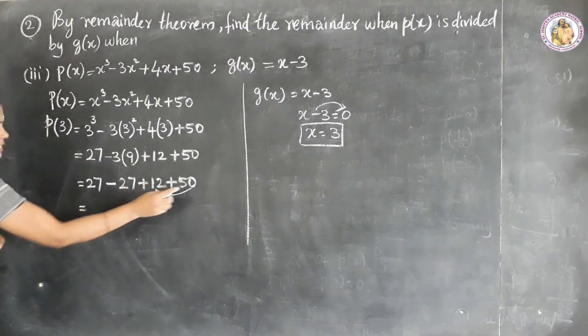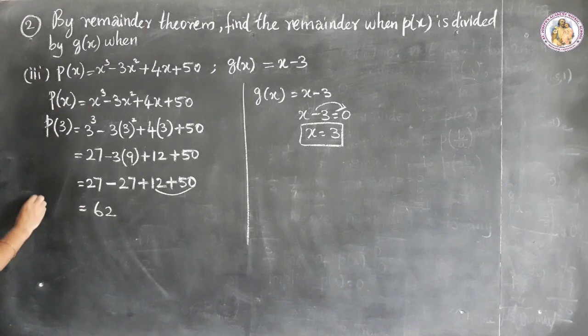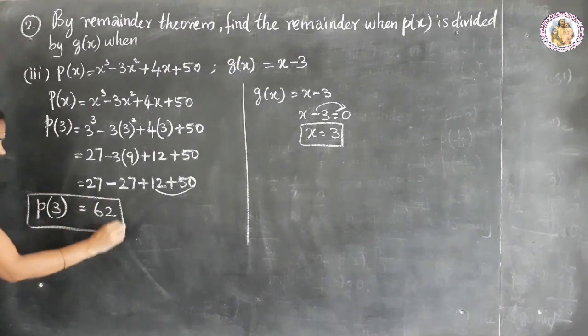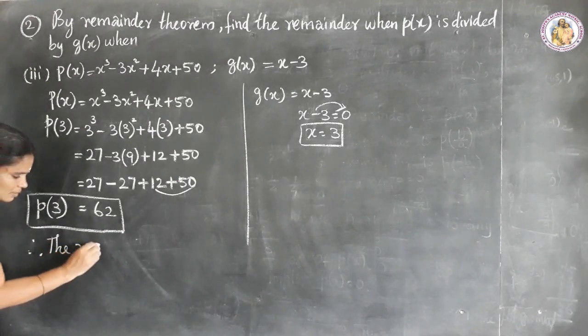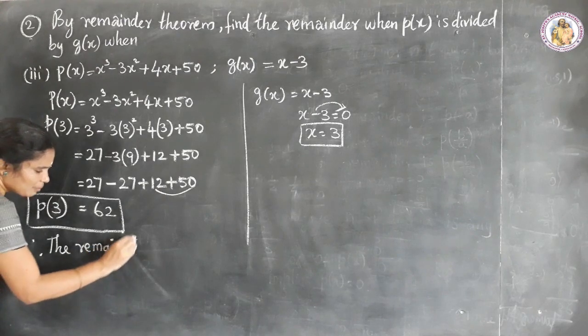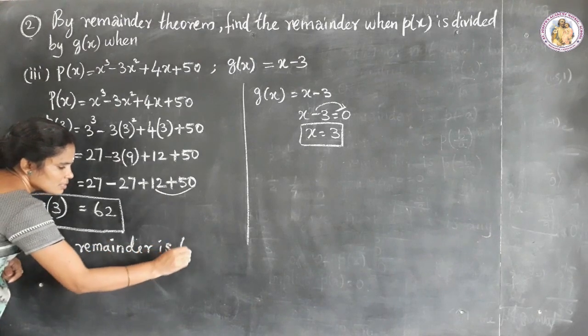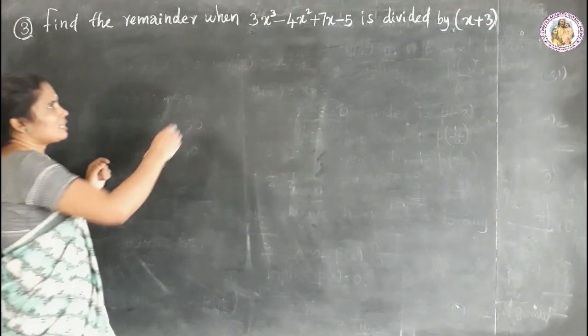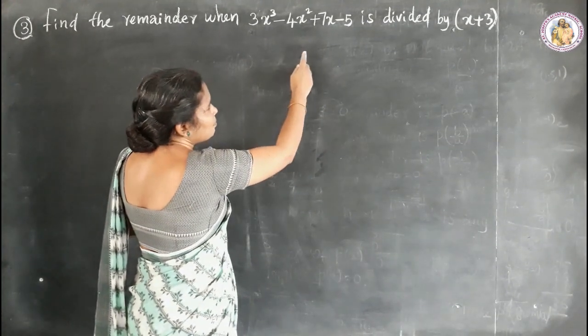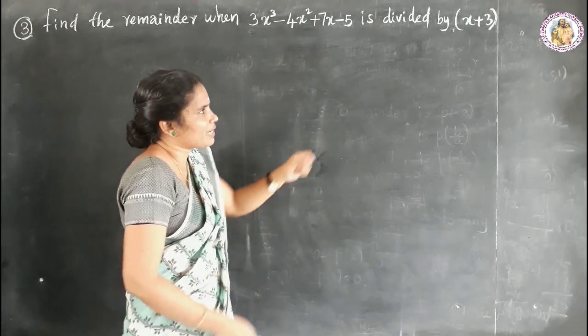Okay, 12 plus 50 is 62. So P of 3 is equal to 62. So therefore the remainder is 62. Question number 3. Find the remainder when 3x cube minus 4x square plus 7x minus 5 is divided by x plus 3.